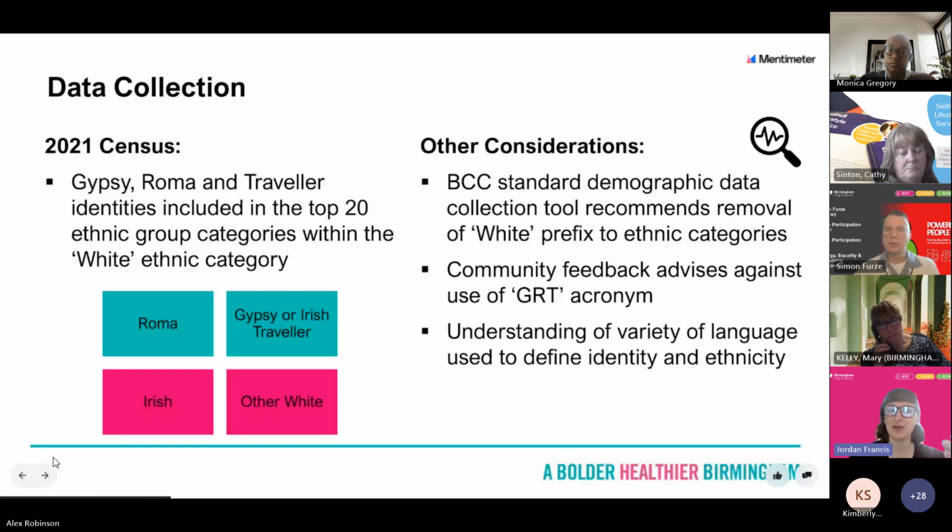And if as a council we're going to commit to moving away from acronyms such as BAME, it makes sense to do the same thing and move away from using homogenising acronyms such as GRT. It seems very fitting to not want to group one together and then group the other together. So there's a wide variety of language that's going to be used to understand and identify ethnicity and identity, and it's important that it's going to be unique to everyone, and it's not going to be one overall picture.